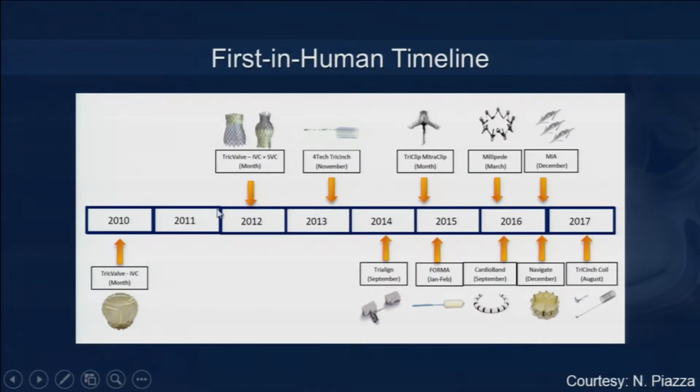This is the first-in-human timeline of what transcatheter tricuspid therapies have been like. You can see here that the first implant was actually a replacement device, almost 8 years ago. And you can see steadily there has been a string of devices coming down the pipeline at different stages of the clinical trial.